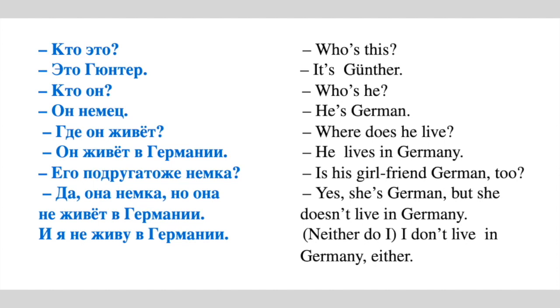Who is this? This is Gunther. Who is he? He's German. Where does he live? He lives in Germany. Is his girlfriend German too? Yes, she's German, but she doesn't live in Germany. Neither do I. I don't live in Germany either.